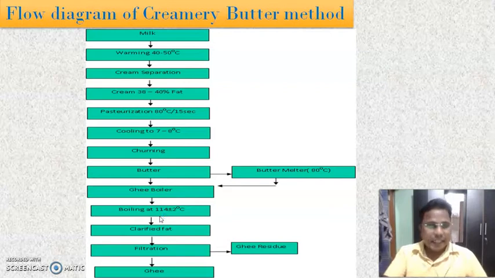When the maximum scum is removed, this liquid becomes very clear, and the final step, when it produces the crackling sound, or when we can observe burnt curd particles. So these are the endpoints to stop the heating.